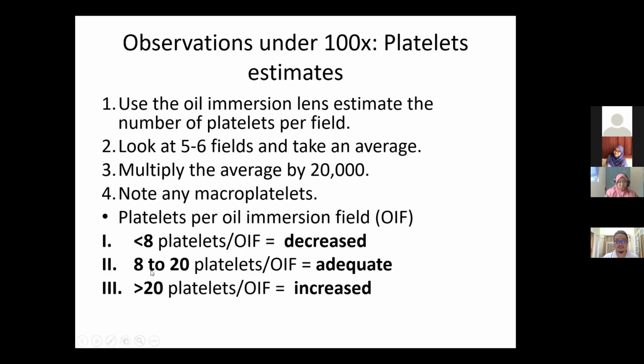So the number of platelets per oil immersion field gives some indication of the status of the platelet count. It's not very objective. We can't get an exact value. It's only an estimate. If less than 8 platelets per oil immersion field, that means the platelet count is low. 8 to 20 is okay. More than 20 means that there is a very high number of platelets. That's a rule of thumb.